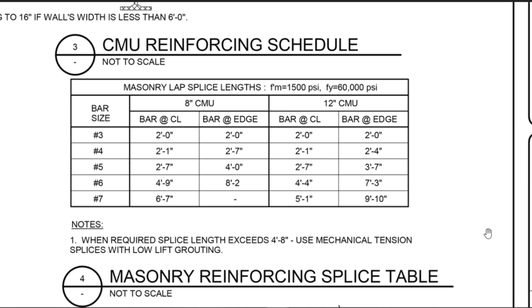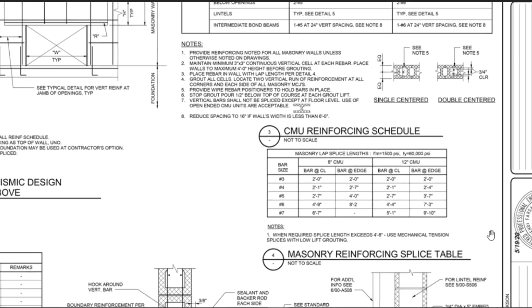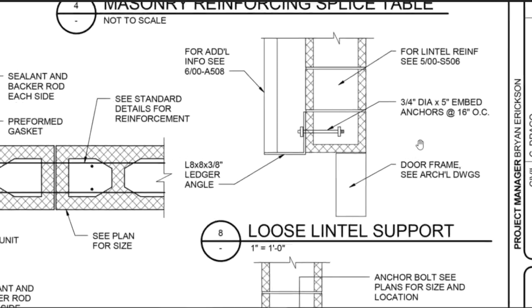Masonry reinforcing splice table. Masonry lap splice depends on bar size and wall thickness. For instance, for 8-inch CMU wall, lap splice for number 5 rebar would be 2 foot and 7 inches. For 12-inch CMU wall, lap splice for number 6 bar would be 4 foot and 4 inches. In the attached picture, you can see the foundation dowel lap splice for number 5 vertical CMU reinforcement. Next, detail 8 depicts lintel support.